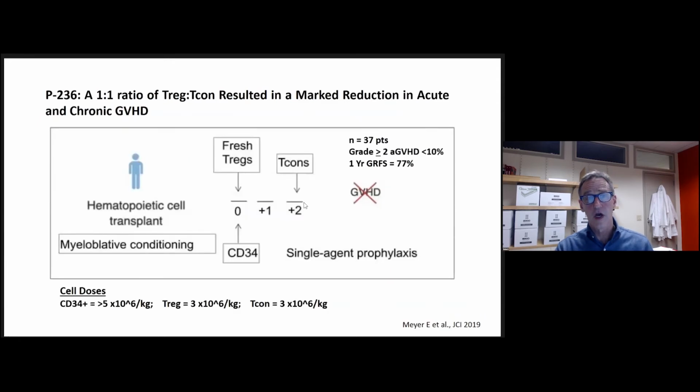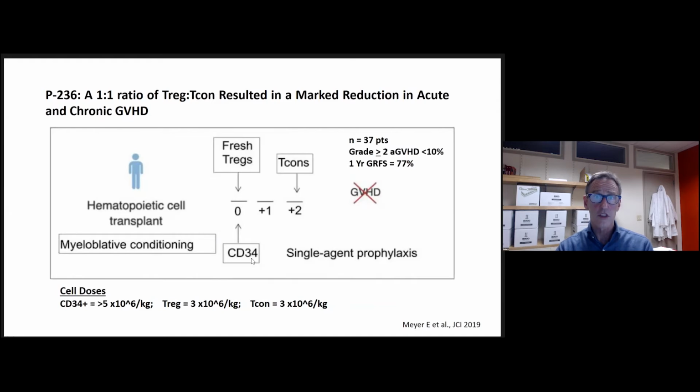Over the years, through a variety of protocols, this was translated to clinical trials. This one we called Protocol 236. This is a 1-to-1 ratio of Treg to Tcon. What you see here is the patient undergoes myeloablative conditioning. Then the donor graft, a G-mobilized graft, goes through CD34 selection beads. And the flow through would be called Tcon, even though it's mixed with B cells, monocytes, and NK cells, whatever is in the flow through.